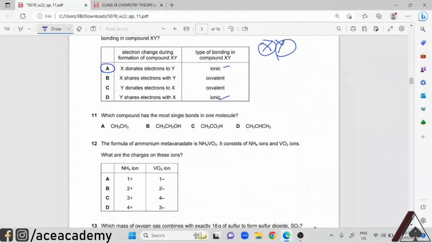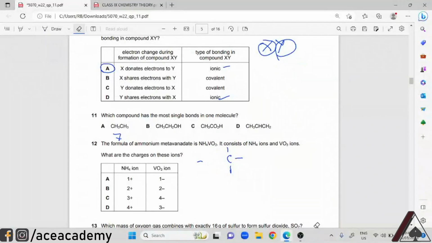Question 11 says, which compound has the most single bonds in one molecule? And we know that for option A, the structure is something like this, where all these are hydrogen and we have the two carbon atoms in the middle. As a result, we can be sure that this compound has 7 single bonds.